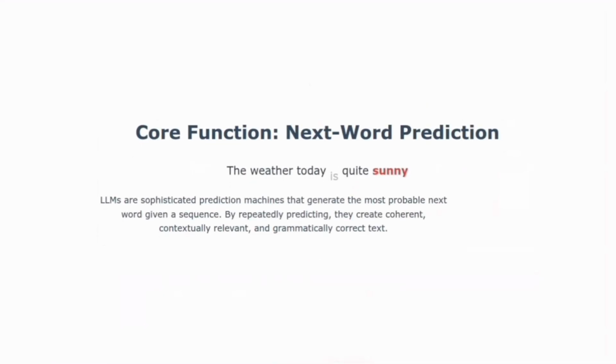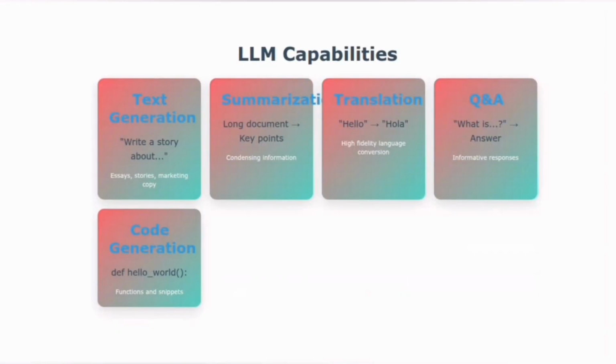What do LLMs actually do? At their core, they are highly sophisticated next word prediction machines. Given a sequence of words, an LLM predicts the most probable next word. By repeatedly predicting the next word, they can generate entire sentences, paragraphs, or even full articles that are coherent, contextually relevant, and grammatically correct. Their strength comes from their deep understanding of language structure, grammar, facts, common sense, and even subtle nuances learned from this massive training data.